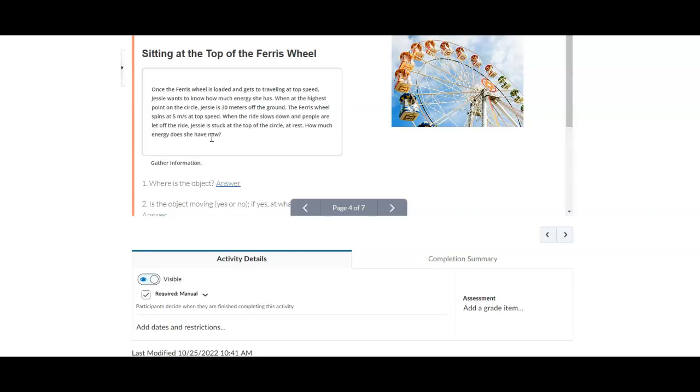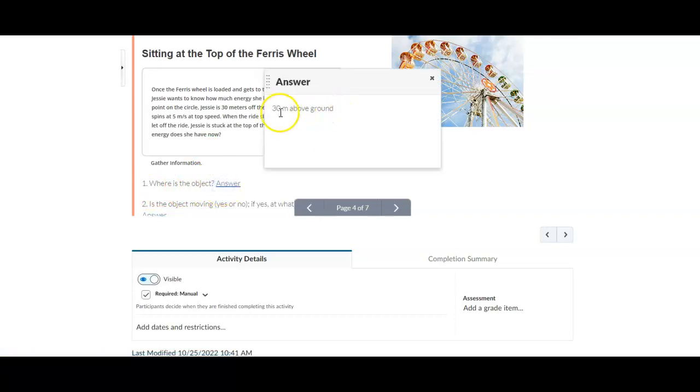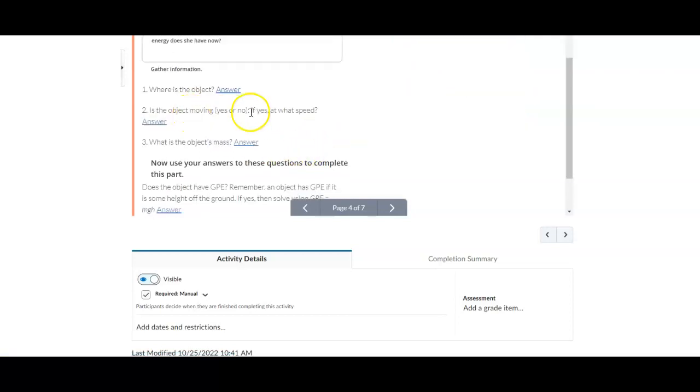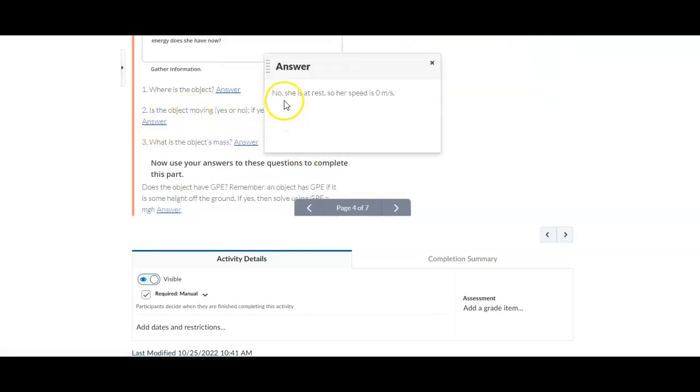So we're changing the components again. Where is the object? It's 30 meters above ground, so she's at the top. Is she moving? It says at rest, so no. So her speed is 0.